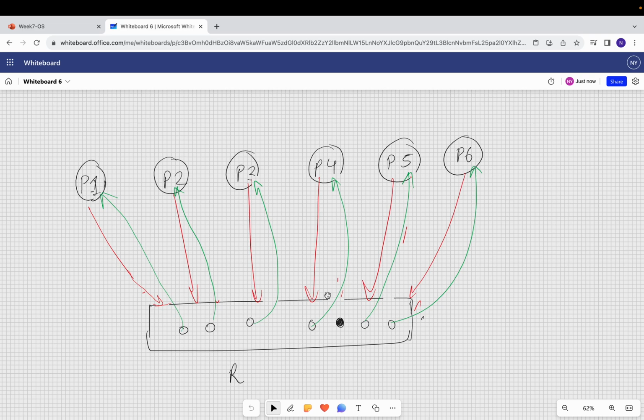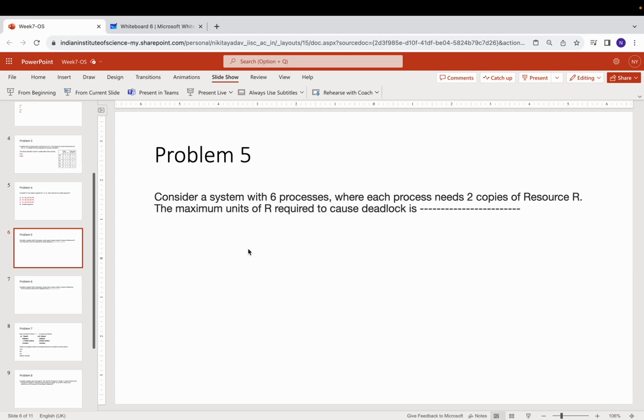finish execution, and when it finishes execution, 2 units will become available, which will be taken by any of the other processes, and they will also eventually finish execution and release the resource, which will be taken by the other processes. So if there are 6 resources, then there is a deadlock. If there are 7 resources, then there is no deadlock. So that means the maximum number of units required to cause deadlock is 6 here.